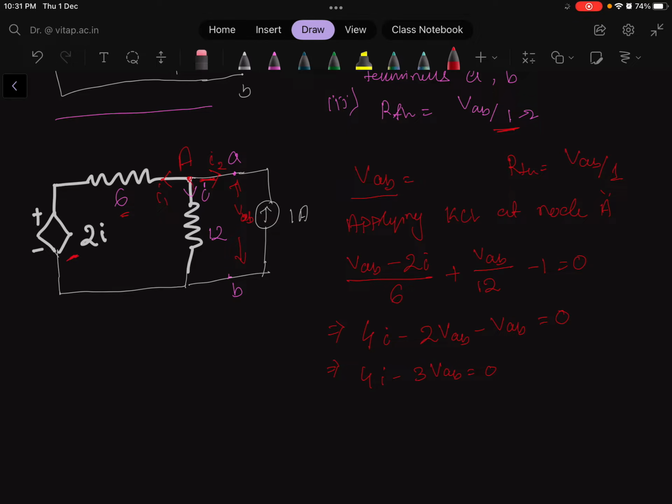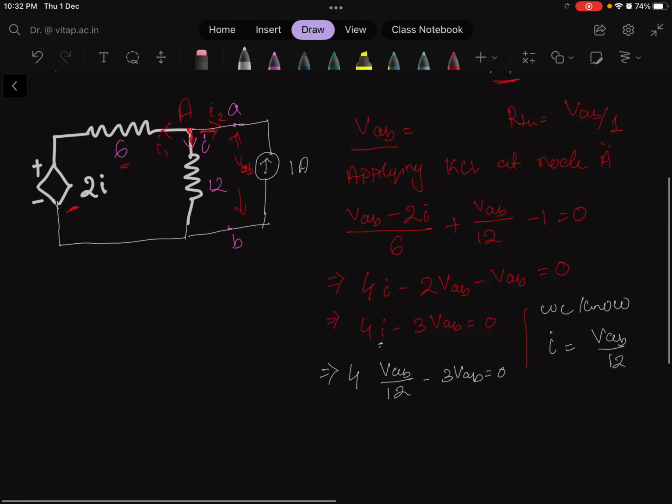So we know the value of I is equal to VAB divided by 12. Here in place of I I can replace that. So that implies I can write 4 into VAB divided by 12 minus 3 VAB is equal to 0. If I solve this, we get the VAB value equal to 4.5 volts.